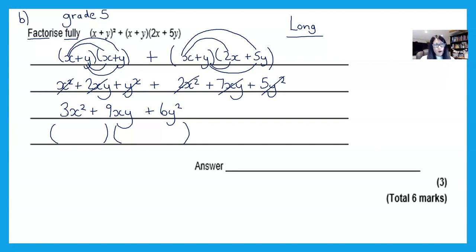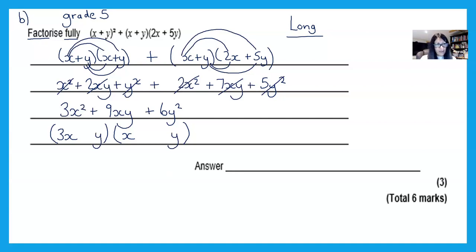Okay, so I want 3x squared. Again, there's different ways of doing it from here, and I'm sure you might know a better way of doing it, but I'm going to do it like this. So 3 is a prime number, so it's got to be 3 and 1. So 3x times x is 3x squared. Okay, so I've got my 3x squared. I need my 6y squared at the end. So I know it's going to be y and y.